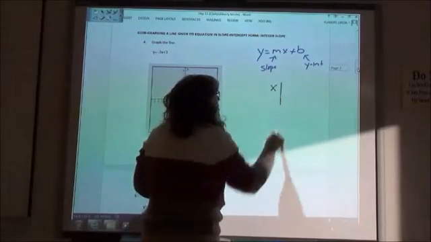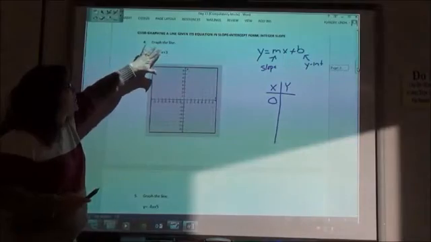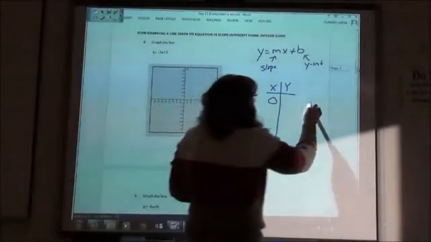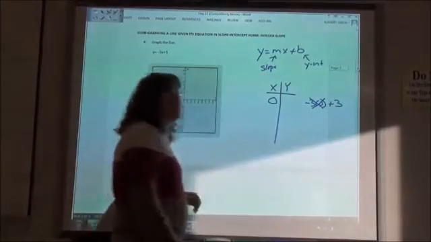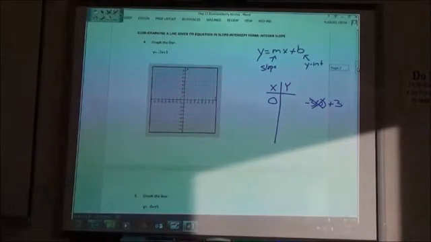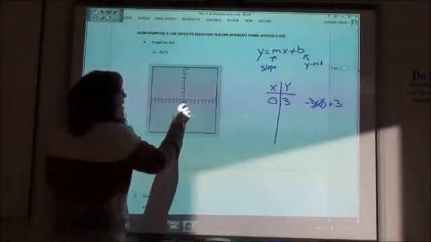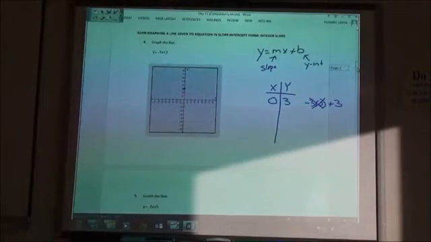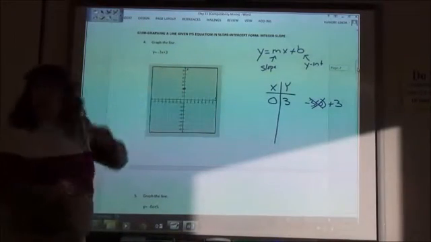When I make my table and I put 0 in for x, it gets rid of that x term. I would have negative 3 times 0 plus 3. But that negative 3 times 0 is just 0, so I just end up getting that number. That number is my y-intercept, because if I plot the point 0, 3, I go 0 over, up 3, and I'm right on that y line. So when I look at my equation, I know that number is going to be where I touch my y-axis.